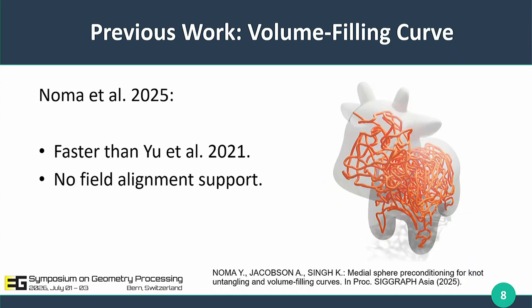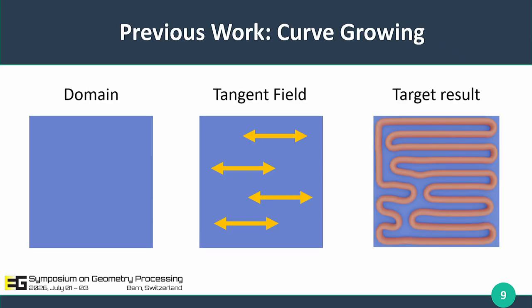More recently, Noam and colleagues proposed a new curve-growing approach that significantly improves computational efficiency. However, their framework does not include a field alignment objective, limiting its applicability when alignment with a prescribed line field is required. Before diving into our method, I want to give a quick intuition of why generating field-aligned space filling curves by growing is challenging.